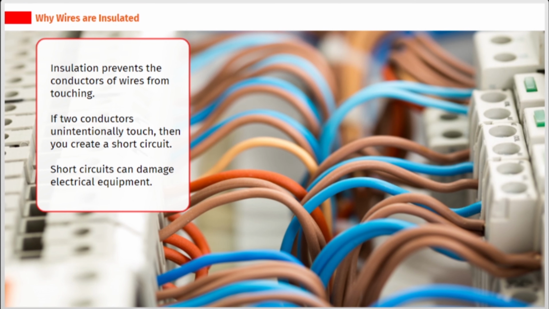Insulation prevents the conductors of wires from touching. If two conductors unintentionally touch, then you create a short circuit. Short circuits can damage electrical equipment.